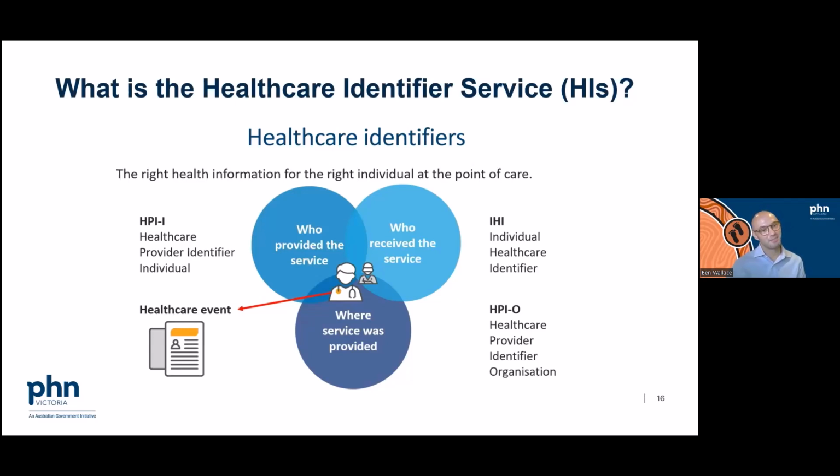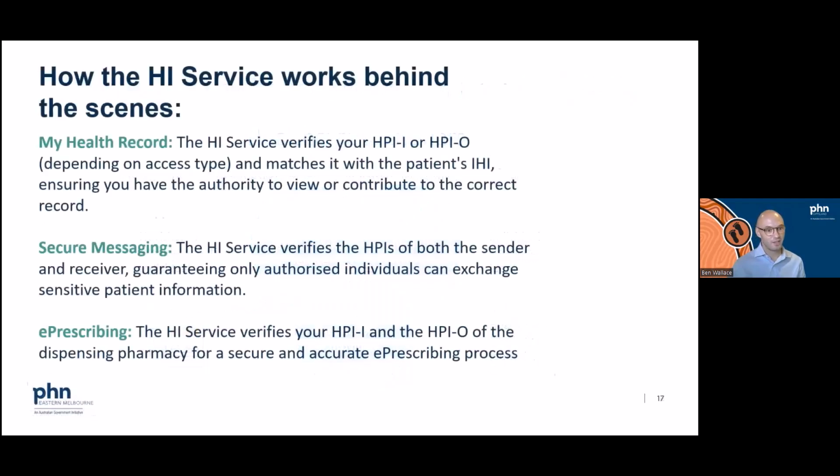So next slide, Tara. So how does the HI service work behind the scenes? The HI service plays a vital role in ensuring secure communication and information sharing within the healthcare system. It verifies HPIIs and IHIs and HPIOs. The HI service prevents unauthorized access to patients' information and safeguards sensitive data. This allows you to confidently share your patient's information with other healthcare providers involved in their patient's care, knowing that the information is only going to go to the authorized individuals.